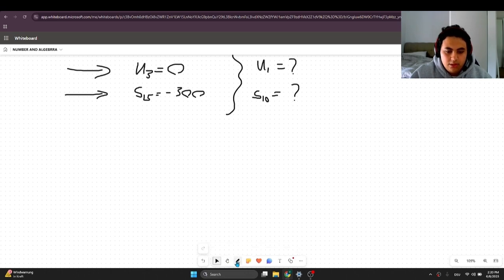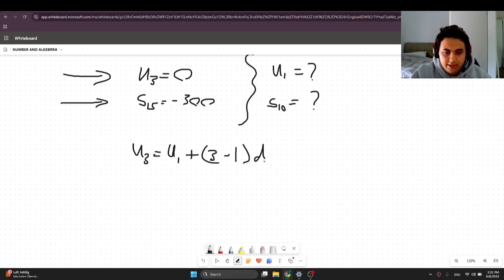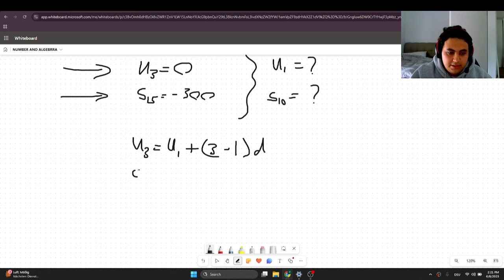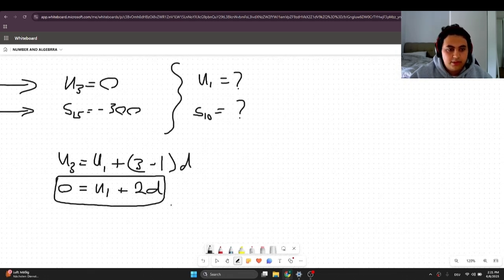So let's see. U3 is equal to u1 plus n minus 1, so 3 minus 1, times d, right? We know that u3 is 0, so this is going to be 0 equal to u1 plus 2d, right? There we go. So this is our first formula that we have. Now let's move on to the second one.